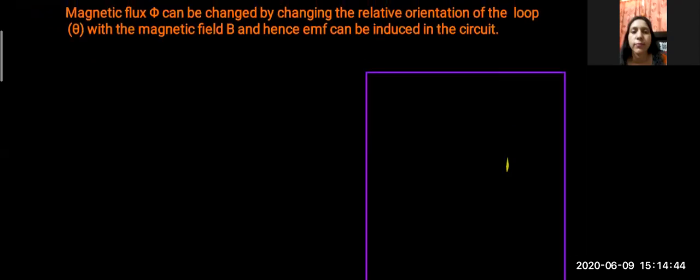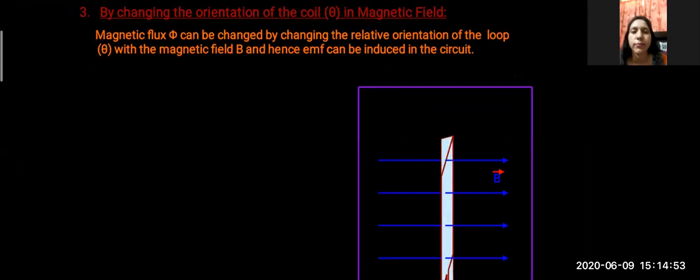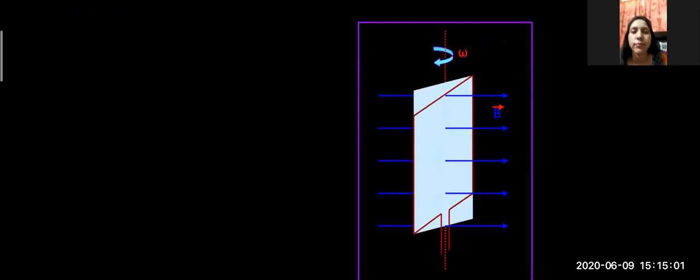So for this, here B is a uniform magnetic field. In this magnetic field, when a coil is rotated, its orientation with respect to B, that is the angle theta between the normal to the plane of the coil and B, starts changing. This changes the magnetic flux through the coil and produces an induced EMF, and hence induced current flows in the coil.